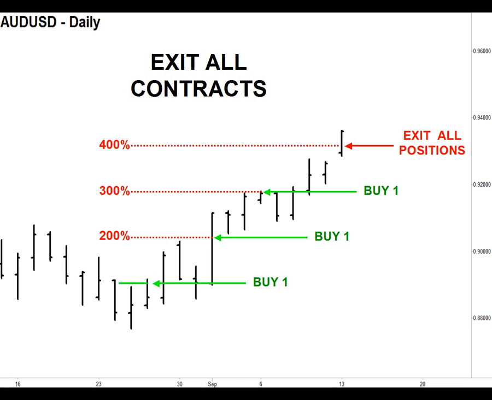Okay? So we entered 1 lot here, the 2nd lot here, the 3rd lot here, and hopefully, if the trend continues up to the 400% range, you have exited everything there. The key point to using this technique is to always move your stop up. Your original stop is here. As you get to the 200% range, you move it here, and then so on, up all these levels until finally you exit the trade.